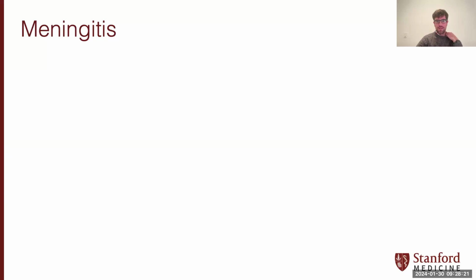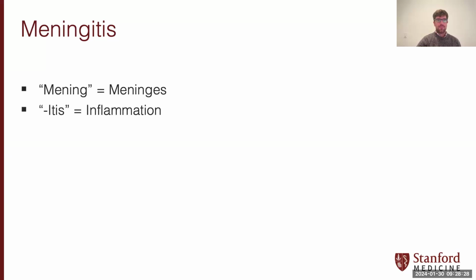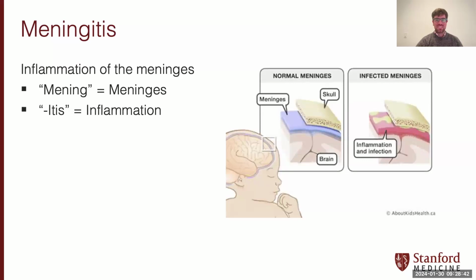Great. So we have some rolling in here, and this is perfect. Meninges is your root, and itis is inflammation. So meningitis is inflammation of the meninges. Now you all are probably saying, what in the world is a meninges? Reasonable question. The meninges are the lining of the brain.